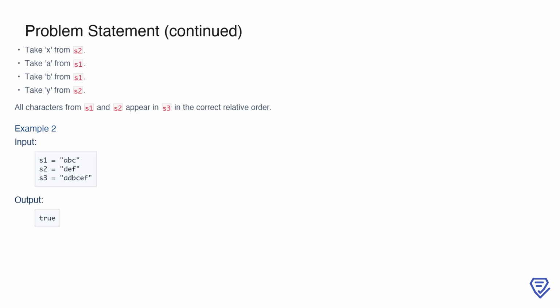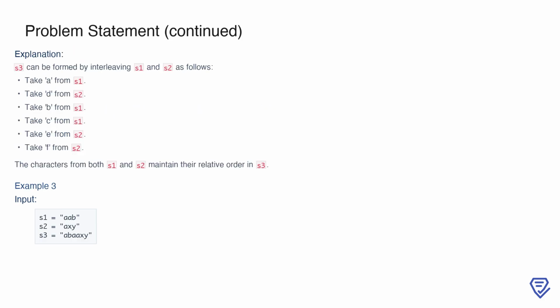Now, for the second example, S1 is ABC, S2 is def, and S3 is absef. The output is again true. This is because the interleaving process can be visualized as follows. We take the first character from S1, then D from S2, followed by B and C from S1. After that, we take E and F from S2. This ensures that all characters from S1 and S2 are present in S3 in the correct relative order. Additionally, the length of S3 is consistent with the combined lengths of S1 and S2, fulfilling another requirement for interleaving.